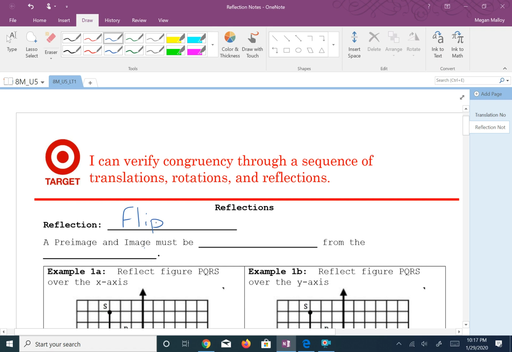In order to reflect a pre-image, we need to reflect that image across a line of reflection, and we need to make sure that those two figures are equidistant from that line of reflection. Equidistant just means that the two figures have to be an equal distance from the line that we are reflecting across.